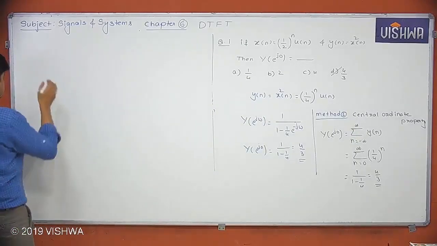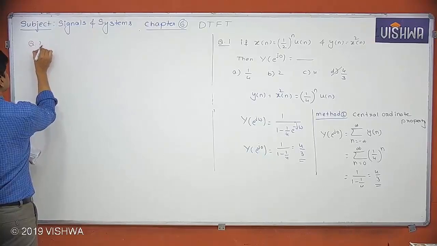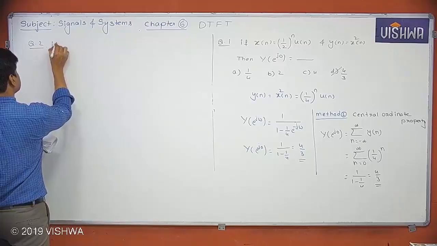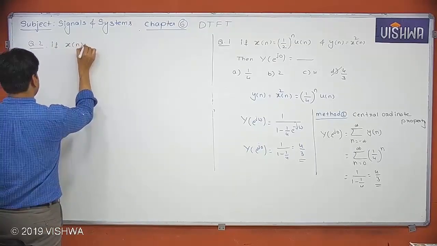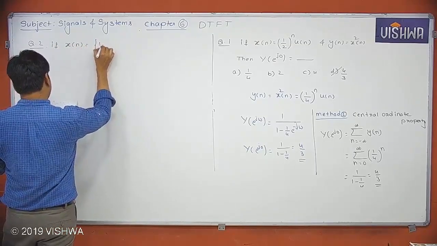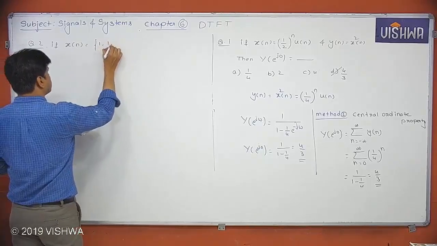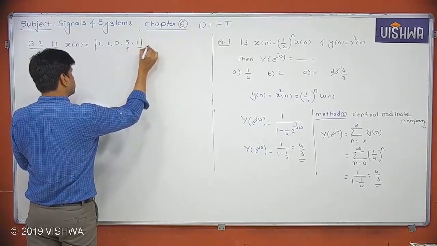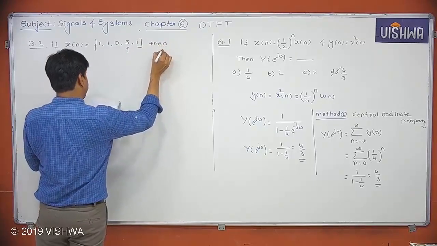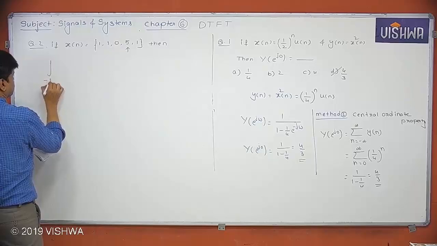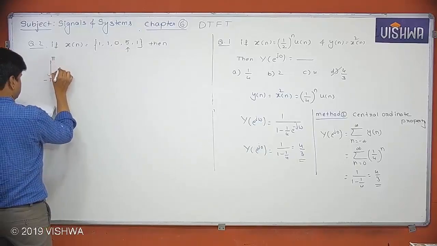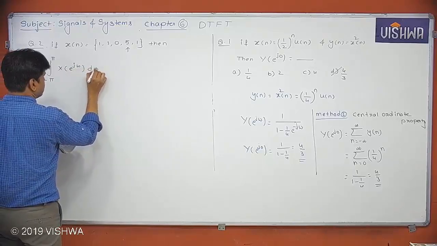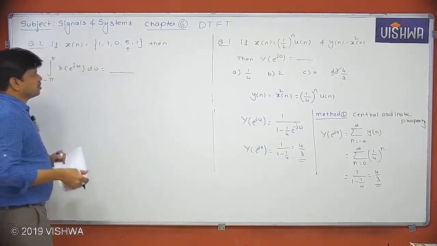Question number 2. If x of n is equal to 1, 1, 0, 5, 1, then integral from minus pi to pi of X of e power j omega d omega is equal to dash. This is the question.